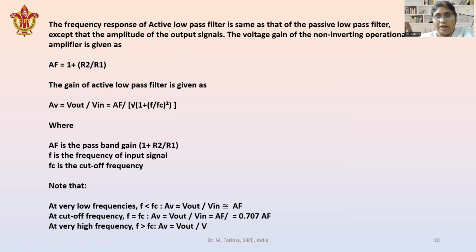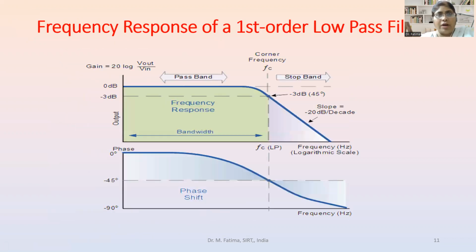So we can see for the lower frequencies, the value is AF, for the frequency f equal to fc, the value is 0.707 AF, and for frequencies more than fc, the AV is a very low value. See, this is the graph, or frequency response, of the low pass filter. When the frequency is much less than the critical frequency, the gain is flat. You can see this is the critical frequency, which is taken 3 dB down from here. This is 3 dB down.